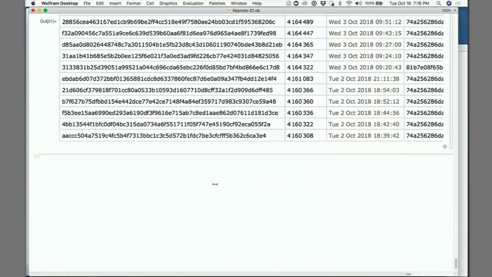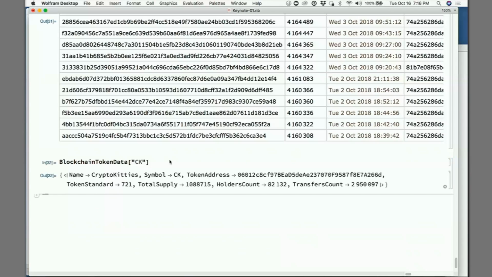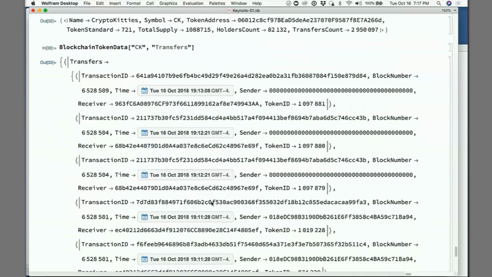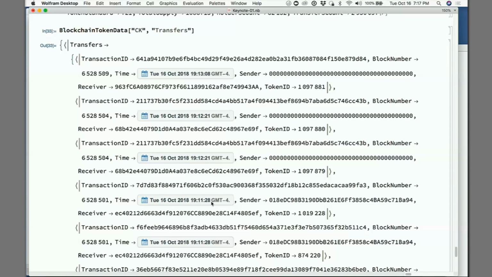Now we can look at tokens that are running on, for example, the public Ethereum network. So this is looking at the CryptoKitty token. This is saying there's the token address, the total supply, the number of holders of CryptoKitties is 82,000, which is interesting. We could ask, for example, for the transfers of CryptoKitties, the most recent transfer. So these are the most recent CryptoKitties that have been received by people.